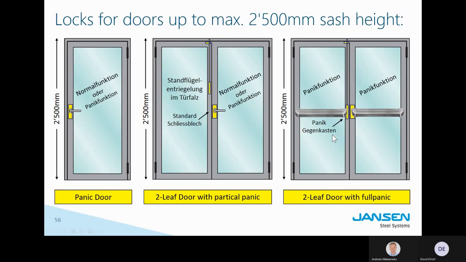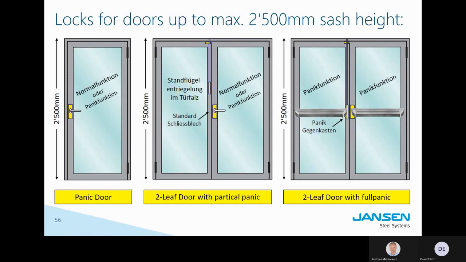Full panic means you can use both leaves as the panic or as the escape route, either left or right. They both have to open. Even if you press the handlebar or the handle on the secondary leaf, it will still open. It will push the primary leaf open first and then open. So there is no possibility of blocking the door. It will always open. Full panic function.